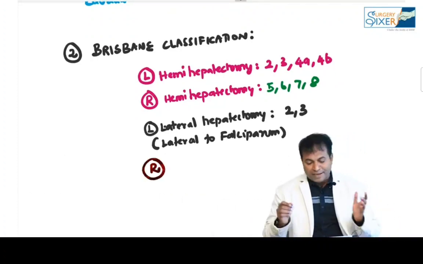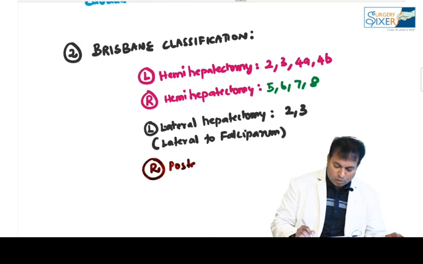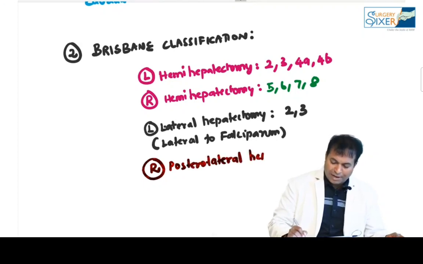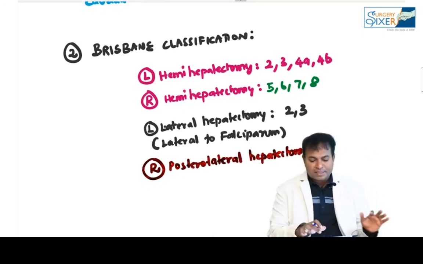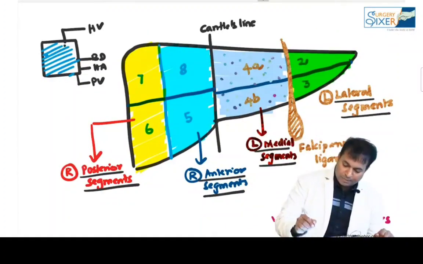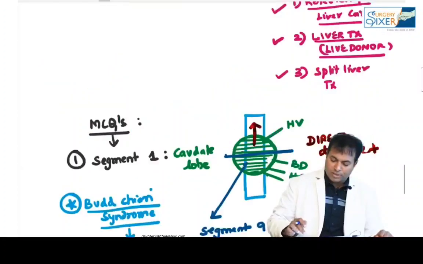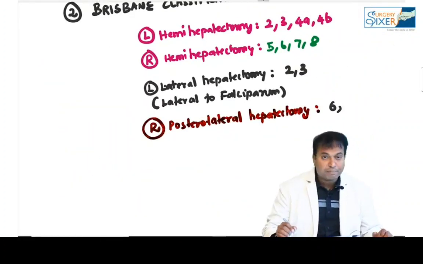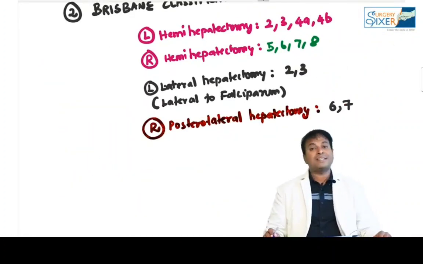And I'm going to show you one of my recent surgeries at the end of this chapter. Right posterolateral hepatectomy. What are the segments removed? Can you tell me? Please come back to this picture. You should never forget this picture. This is a high-yield screenshot picture you should have in your mind. So right posterior segments 6 and 7 removed is known as right posterolateral hepatectomy, also known as right posterior hepatectomy. Segments 6 and 7 are removed.